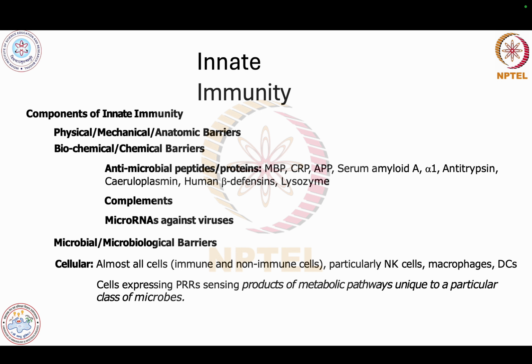So what are the components of innate immunity? Components of innate immunity: physical, mechanical, anatomical barriers, biochemical, chemical barriers, antimicrobial peptides and proteins. Examples: there are different sugar binding proteins, C-type lectin receptors, mannose binding protein, maltose binding proteins. So MBP, CRP, APP, serum amyloid, antitrypsin. These are examples of antimicrobial peptides or proteins. Complements, microRNAs against viruses, microbiological barriers, cellular: almost all cells, immune and even non-immune cells, particularly NK cells, macrophages, dendritic cells expressing PRRs, sensing products of metabolic pathways unique to a particular class of microbes.